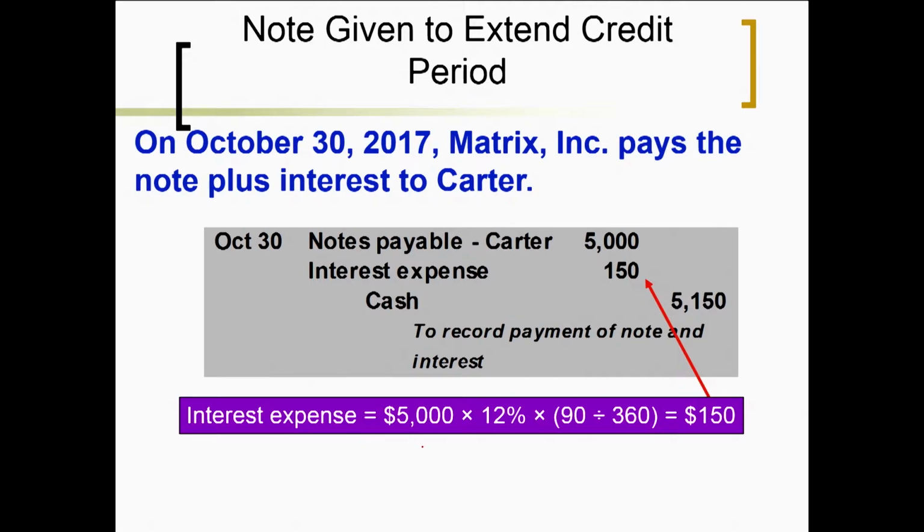Remember how we calculate the amount of interest we have to pay? We take the principal amount times the annual interest rate times the time factor. It's a 90-day note. We usually divide by 360 as opposed to 365 just because it's cleaner math. So we have to pay out total cash of $5,150. Are you with me? We take the notes payable off the books because we've satisfied it and we book the interest expense. You with me? Okay.